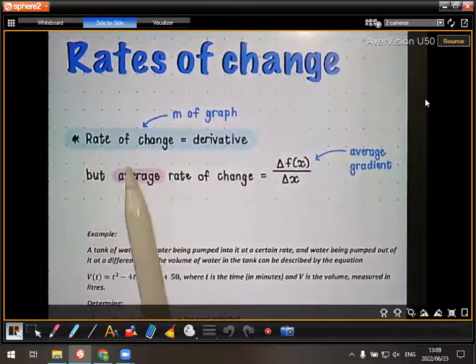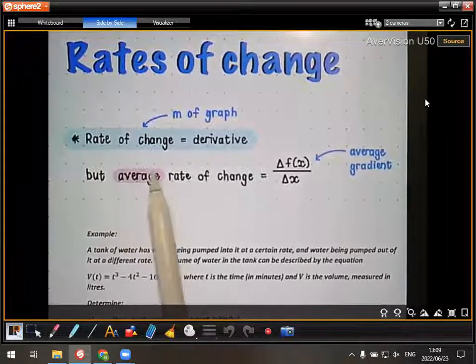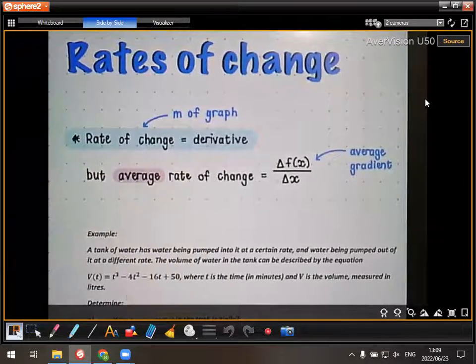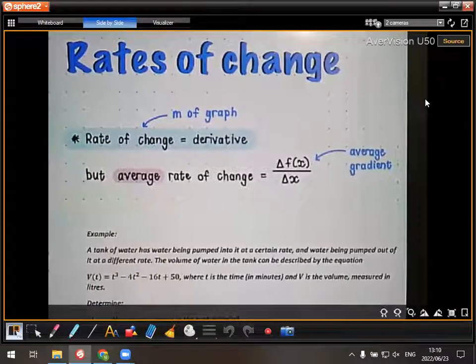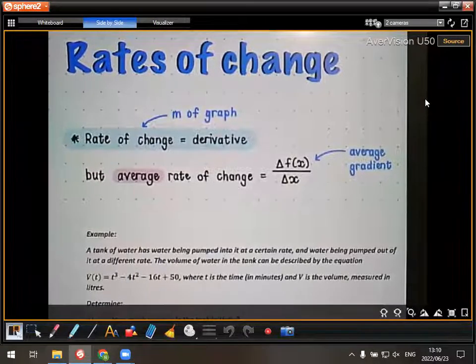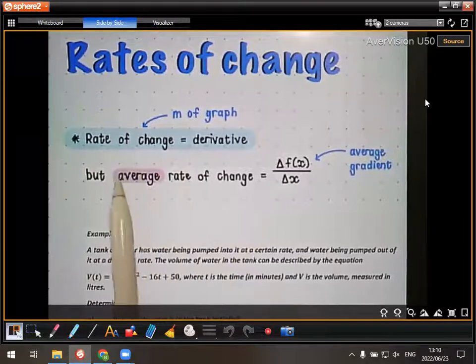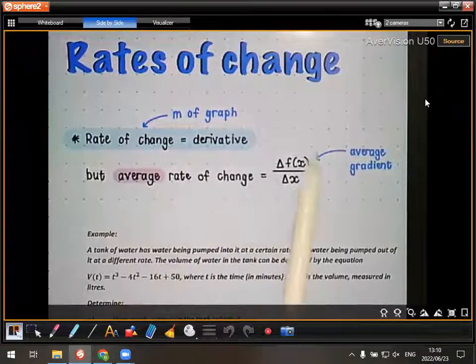But this is also something that came up. I can't remember now if it was in last year's paper or the year before, but there was a question on average rate of change and no one knew how to do it. So do you remember the first lesson that we did on calculus? I know it was a long time ago, but it was average gradient, where we literally used the gradient formula. So we did change in y over change in x. So if they're talking about the average rate of change, then you're going to have to use your gradient formula.